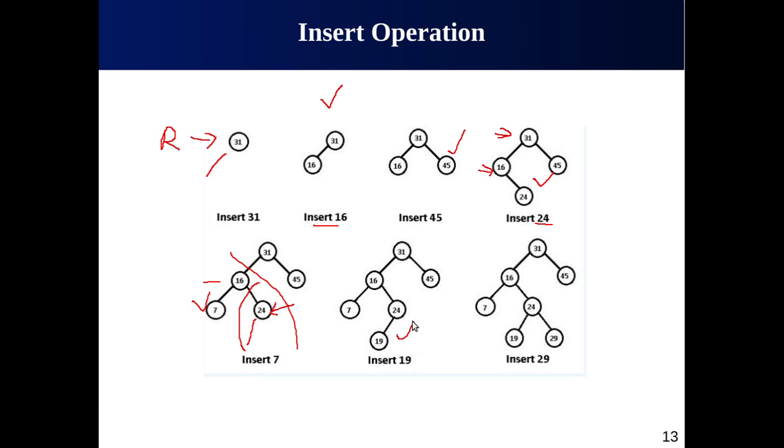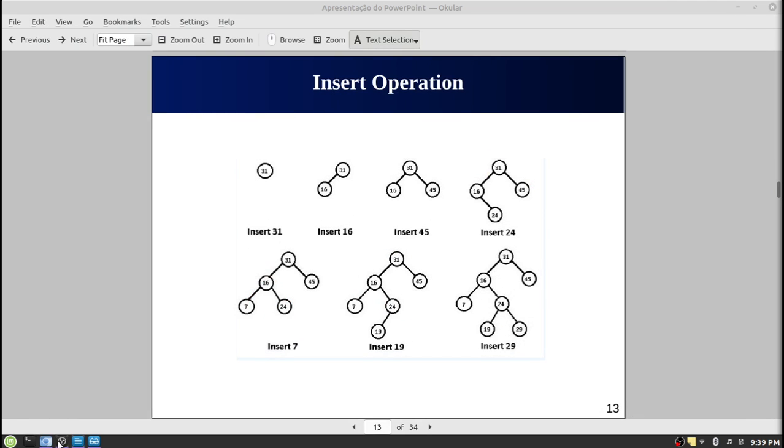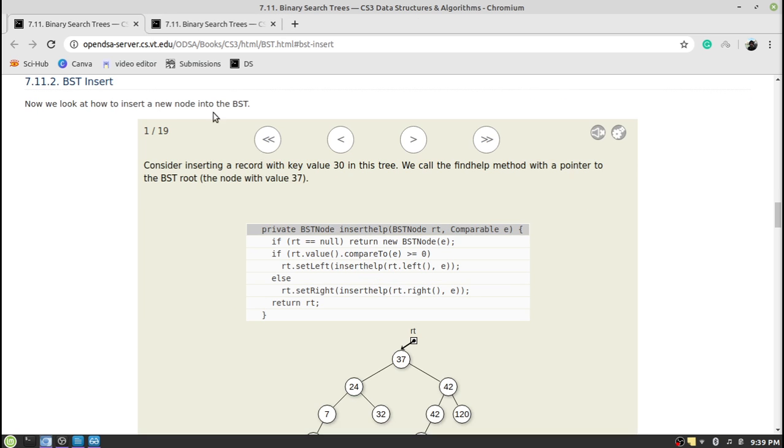And finally, let's insert 29 in this binary search tree. Compare with root. Less, come here. Compare with 16. Greater, come here. Compare with 24. Greater, come here. As we have no more nodes, that is the appropriate location for inserting 29. So this is how we actually perform insertion operation on a binary search tree.